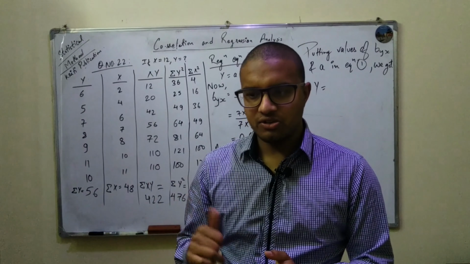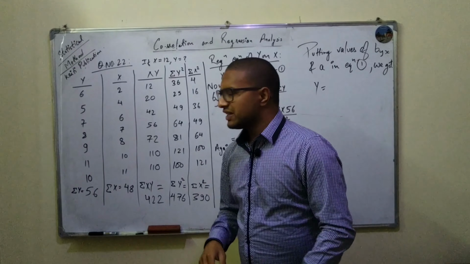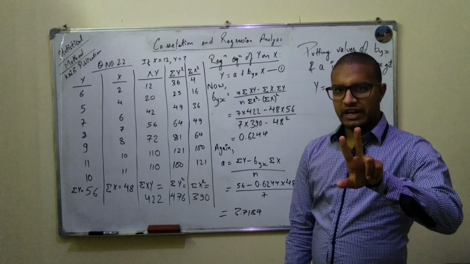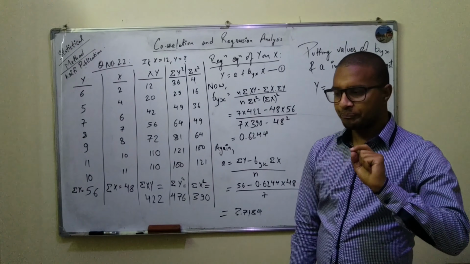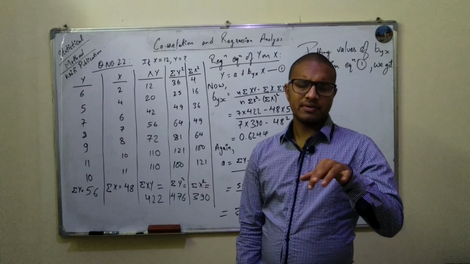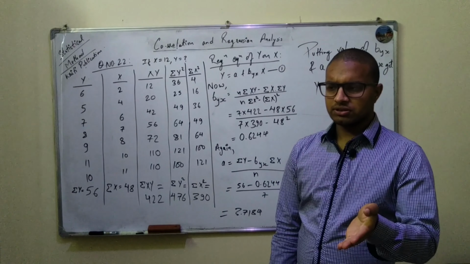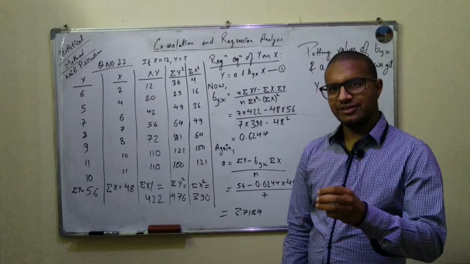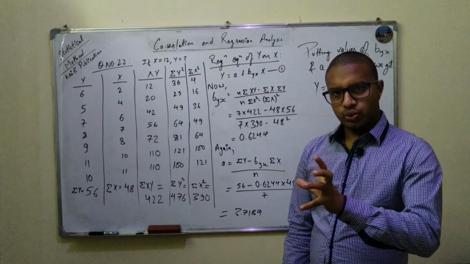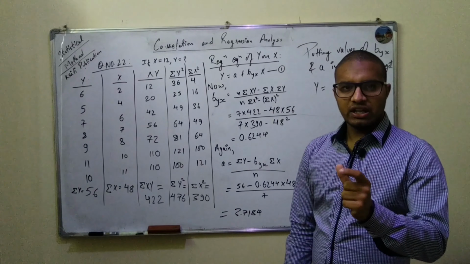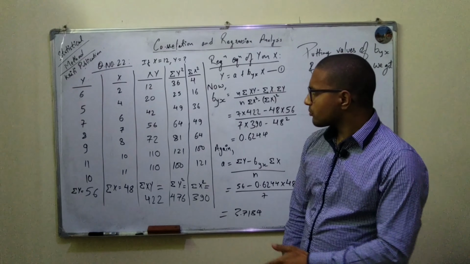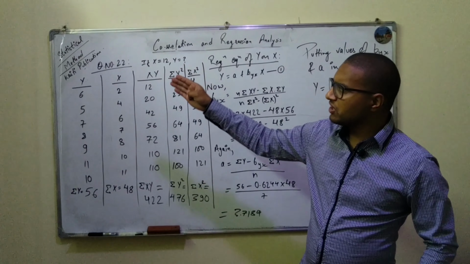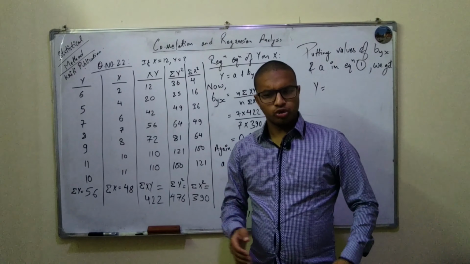In this particular topic, what we need to be careful about is that we've been given only two variables, x and y. One is the independent variable, one is the dependent variable, right? Whereas in multiple regression equation, there are two independent variables affecting one dependent variable.